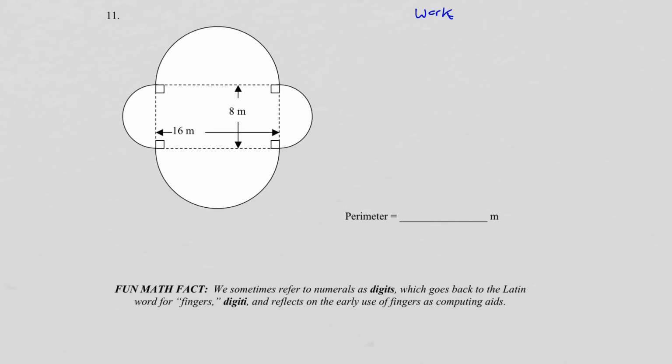Okay, so all right, this looks complicated, but it's not actually. Okay, if you can imagine, this is a half circle. So these two half circles right here, they actually make a whole. When you have two halves, they make a whole.